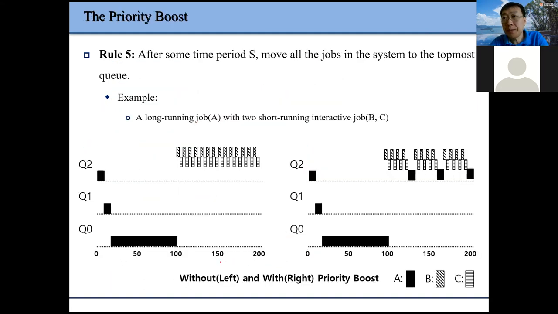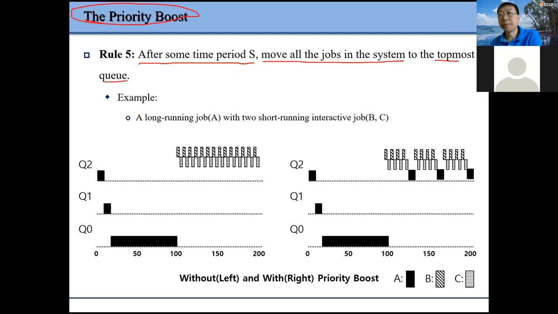Okay, so this is why we want to introduce one more rule called priority boost. The idea is very simple. Because a process may change its behavior, and also because a job may be stopped, a long running job may not have a chance to be run. So we may have a starvation situation. So after a time period S, we will move all jobs in the system to the topmost queue.